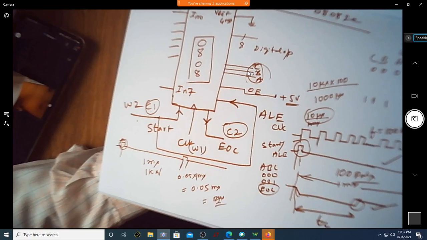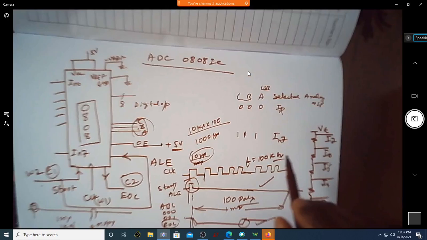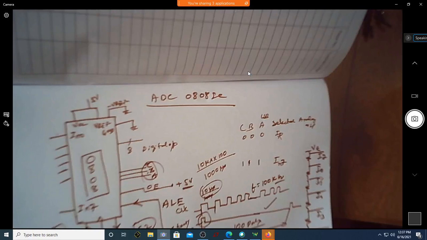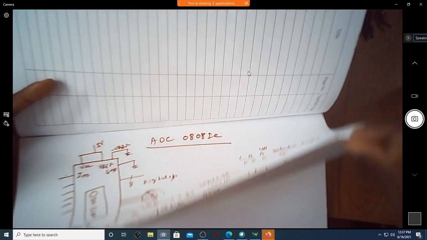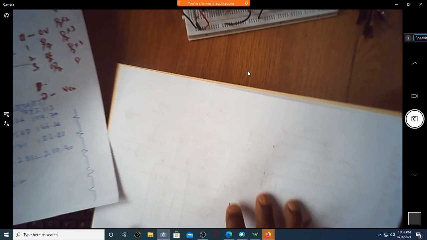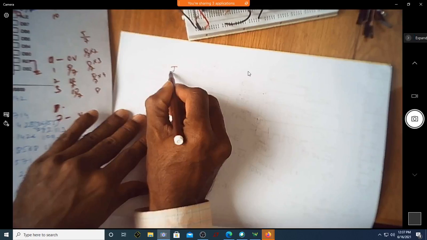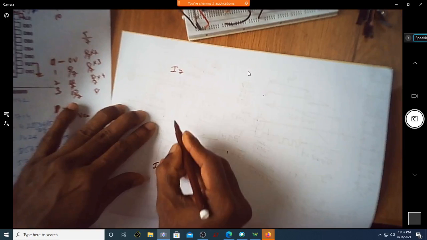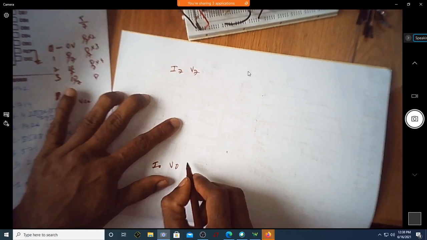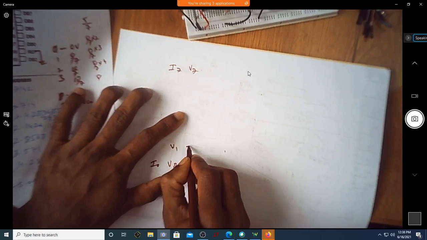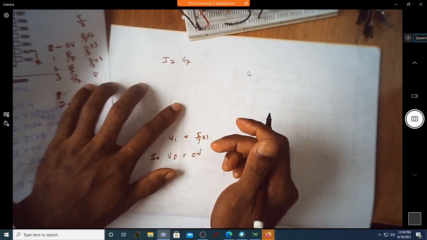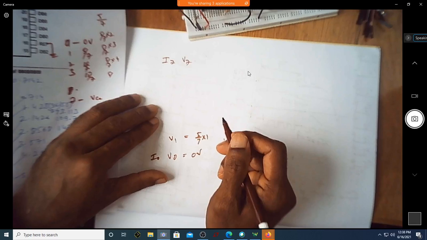Correct? Why I ask you people to find the digital equivalent of it? So I think some of you might have found the digital equivalent of those voltages. Can somebody give me? I have the values here. So what I do is I will just write. This is I7, this is I0. This is V7, V0. Is V0 equal to 0 volt? Is V1 equal to 5 by 7 into 1? V1, that is this potential.